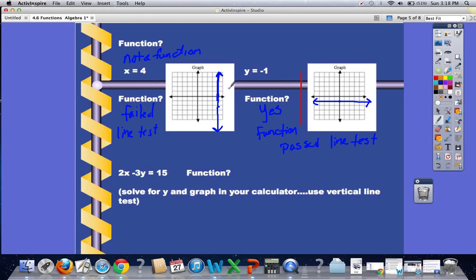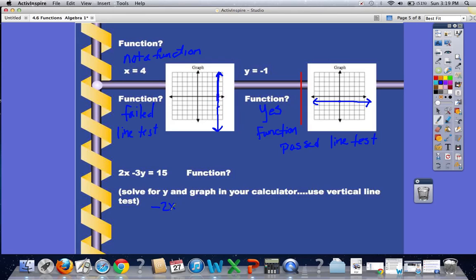Your diagonal lines, you can always check those. So let's look at this one. This one says 2x minus 3y equals 15. Well, first off, it's not solved for y. We could do one of two things. You can solve it for y or find your intercepts, or you can put it in your calculator, but again, you can't put it in your calculator unless it's in y equals form. So let's go and solve it for y.